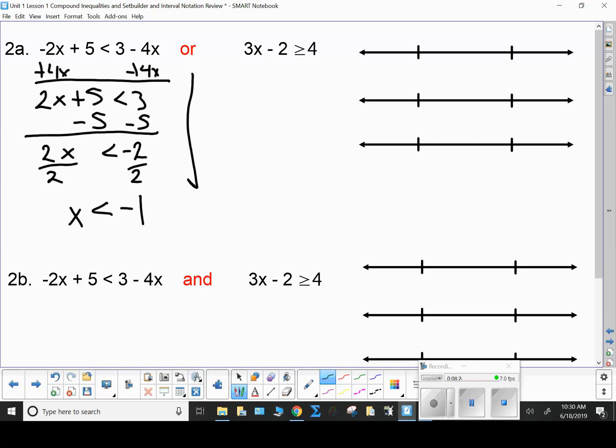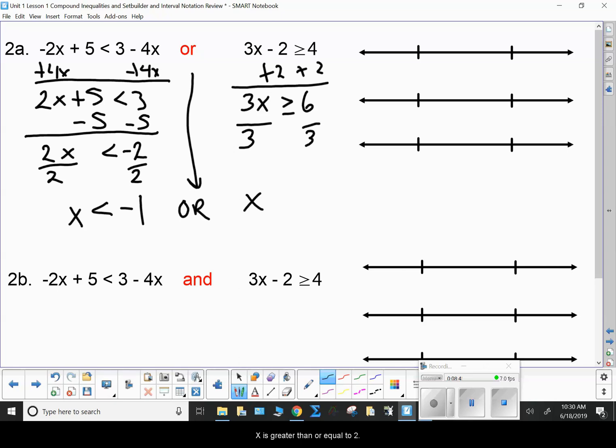I'm going to bring down the word or. Now I'm going to come over here and work on the second inequality. Here I'm going to add 2 to both sides. So 3x is greater than or equal to 6. Divide both sides by 3. X is greater than or equal to 2.